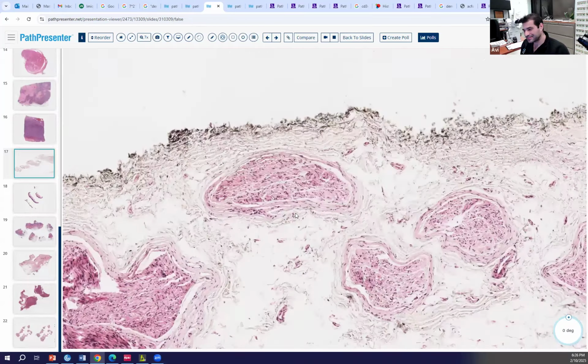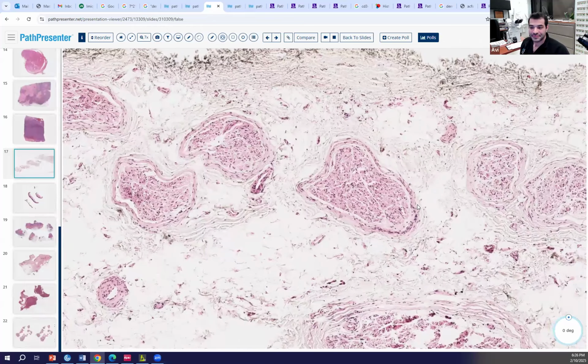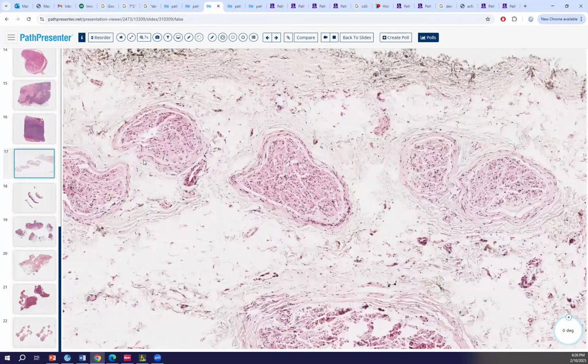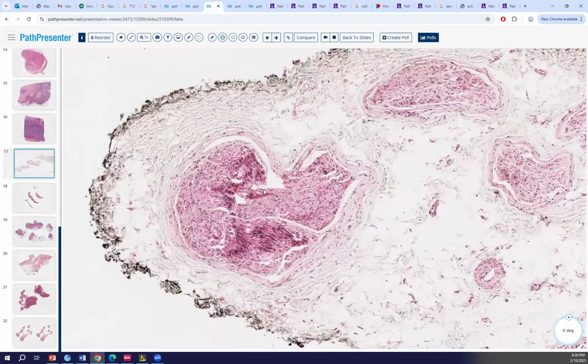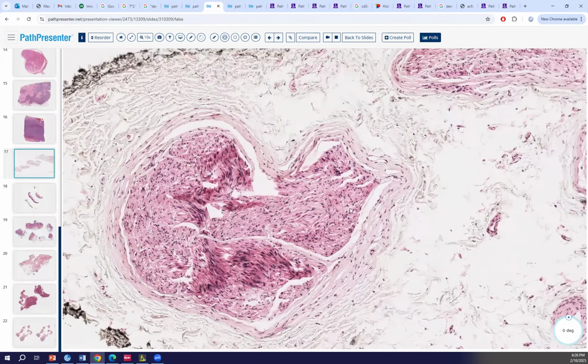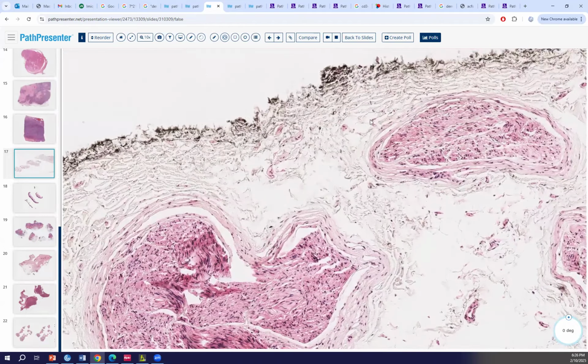What are you guys seeing here? I think it's, I guess, a stain, and it's staining. Yes, it is a stain. It's called hematoxylin and eosin. No way. That is a stain.